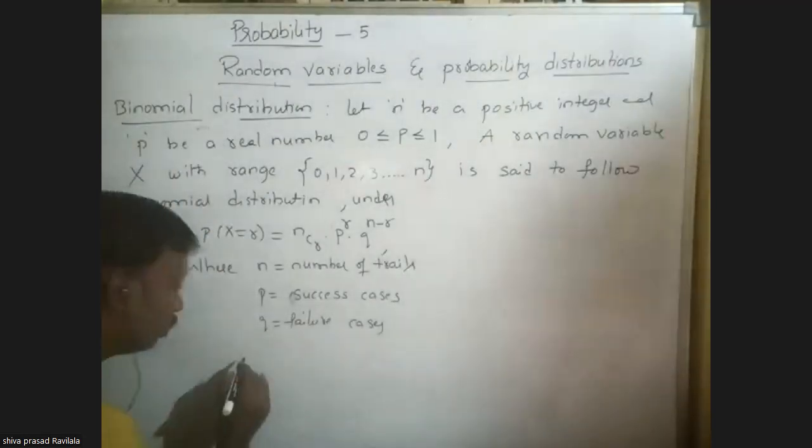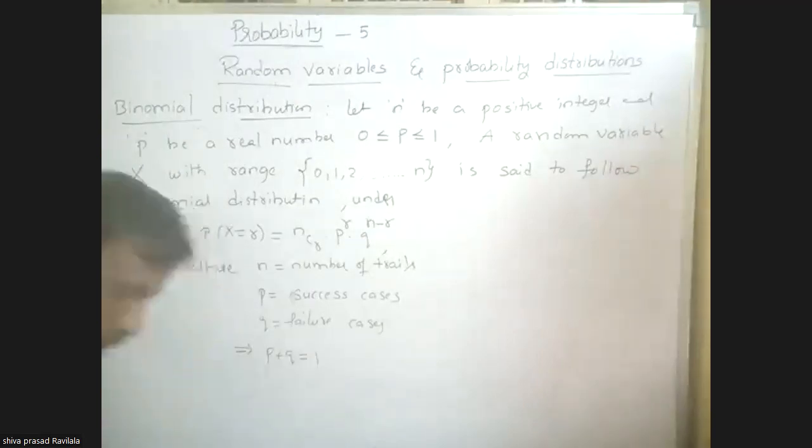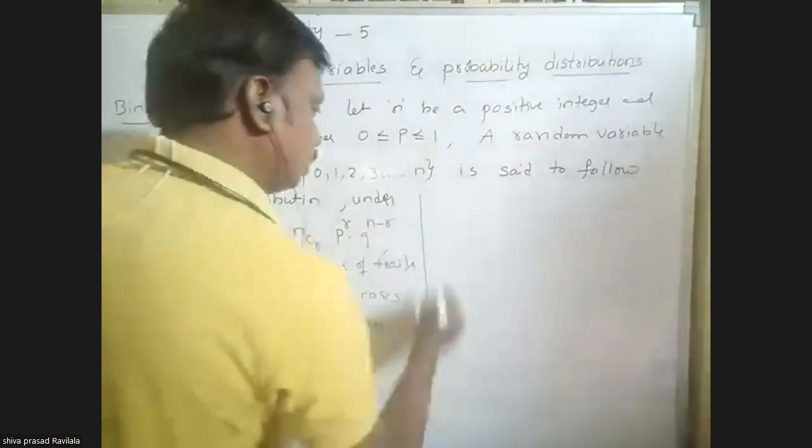Okay, it follows one rule: p plus q is equal to 1. Yes, p plus q is equal to 1. For example, p is equal to 1 by 3, then automatically we find q is equal to 1 minus 1 by 3, which is 2 by 3.